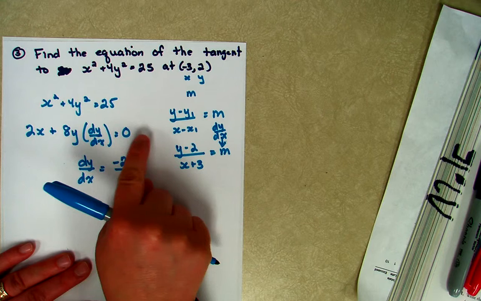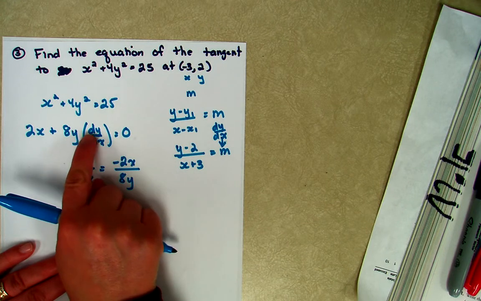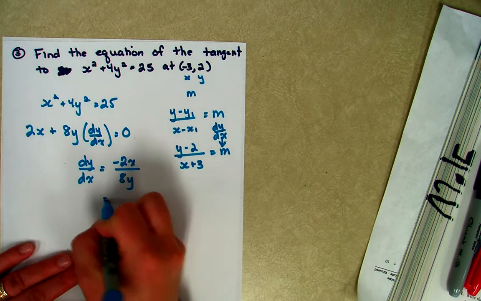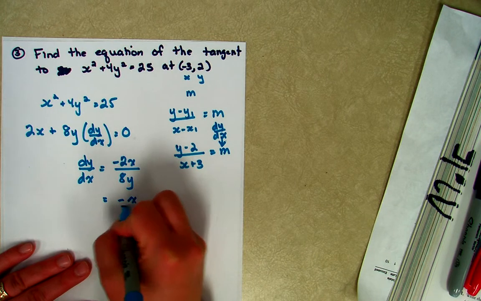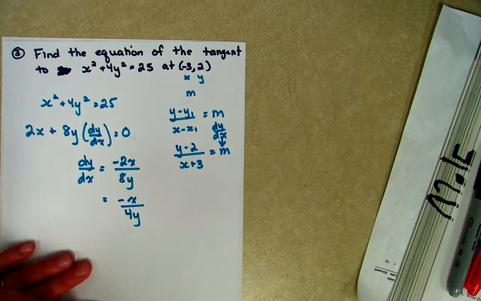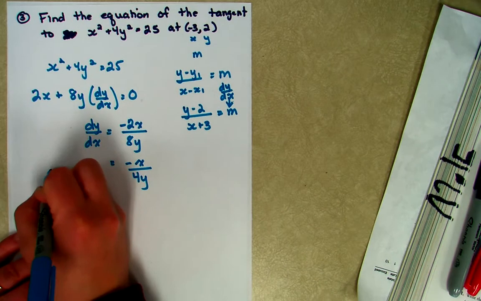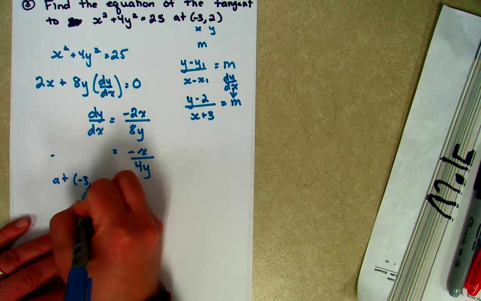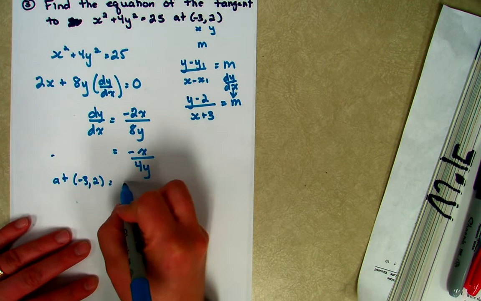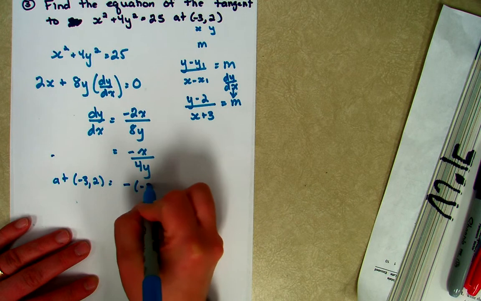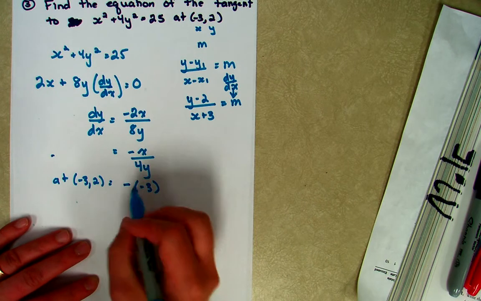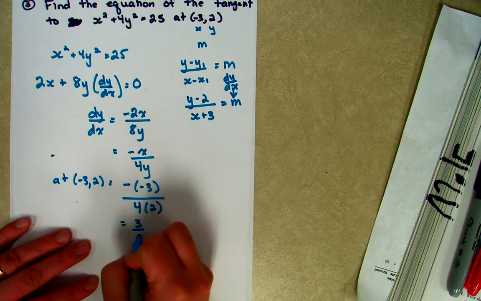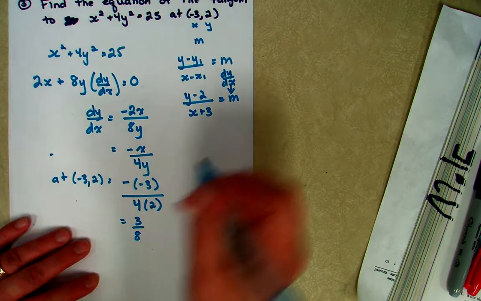I brought the 2x over, made it negative. The 8y was multiplying my dy/dx, so I brought it to the other side and divided. I'm going to reduce this to lowest terms to get negative x over 4y. And now I know my point is negative 3, 2. So at negative 3, 2, this is going to become negative negative 3, because it's negative x, over 4 times 2, which is going to give me positive 3 over 8.